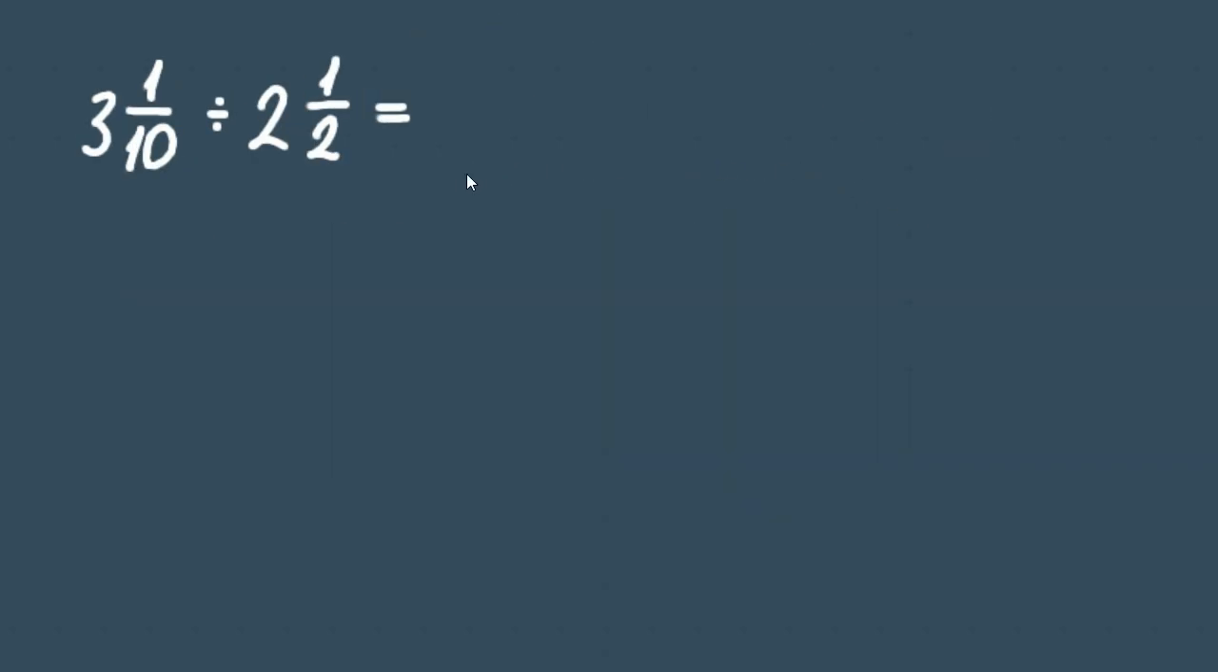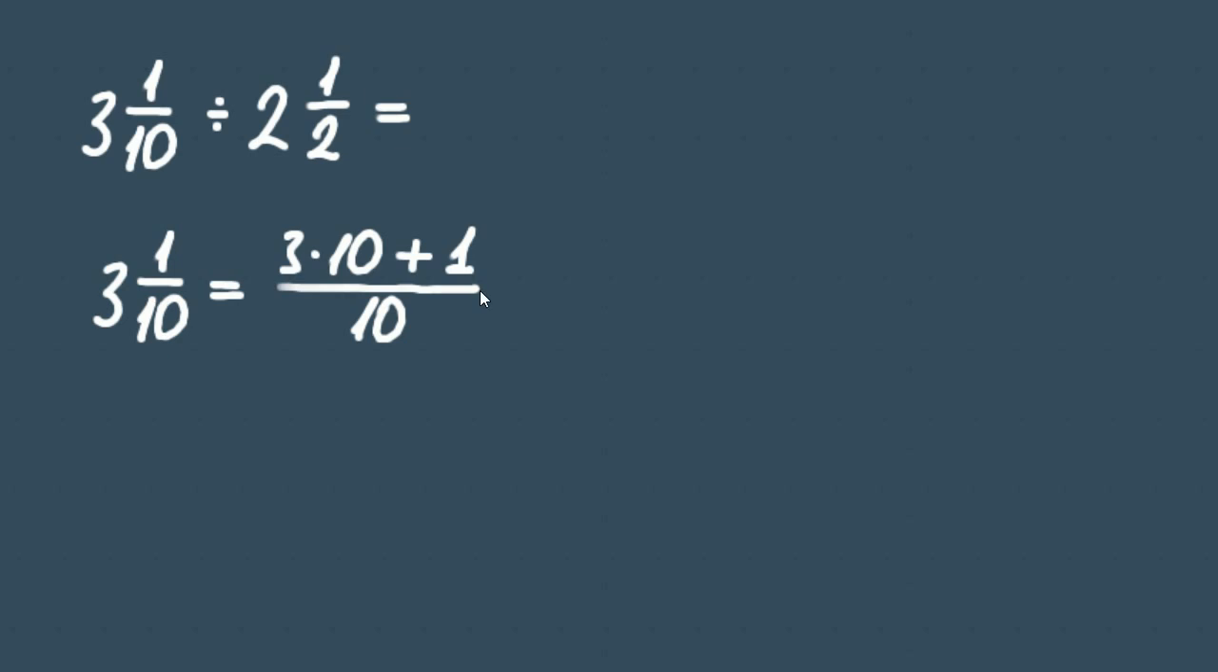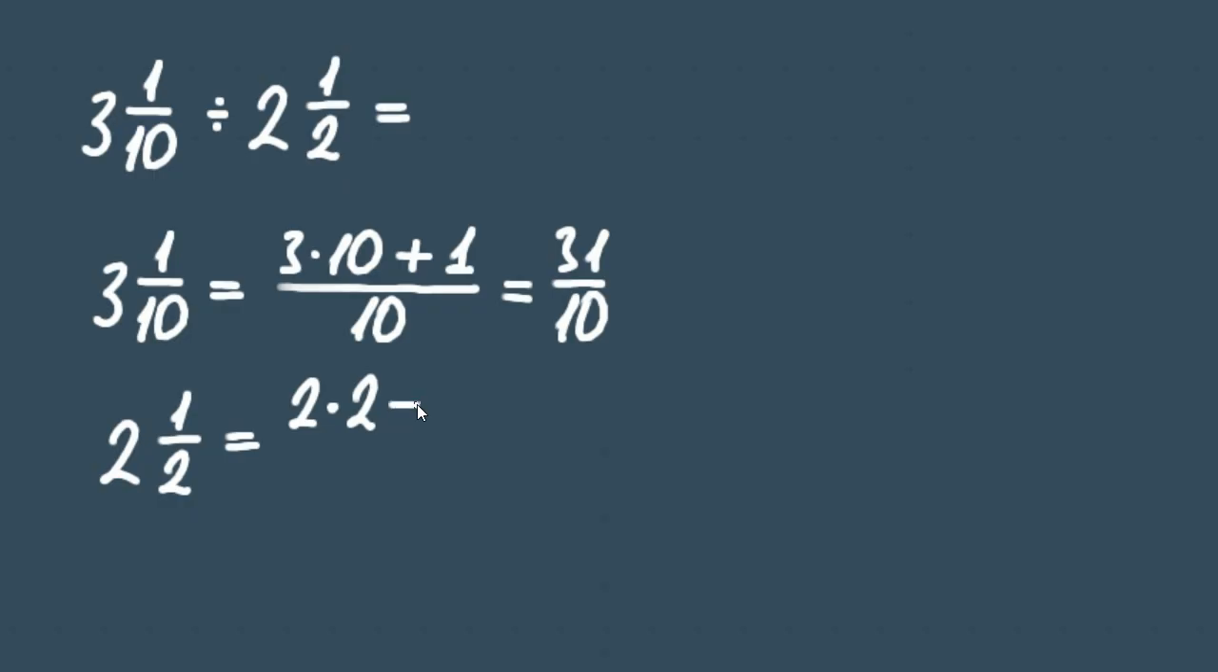Let's convert the following two mixed numbers to improper fractions. We multiply the whole part of the number by the denominator and add the numerator. I get a fraction of 31/10. Here, again, we multiply the whole part by the denominator and add the numerator. I get a fraction of 5/2.